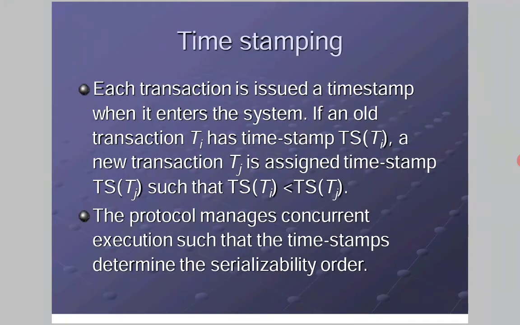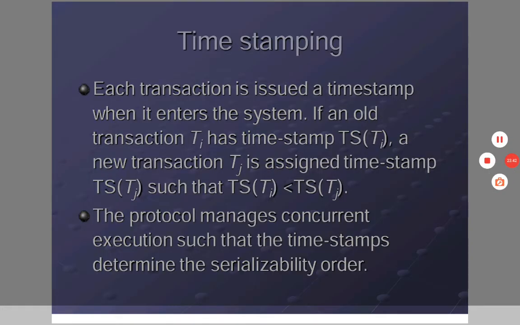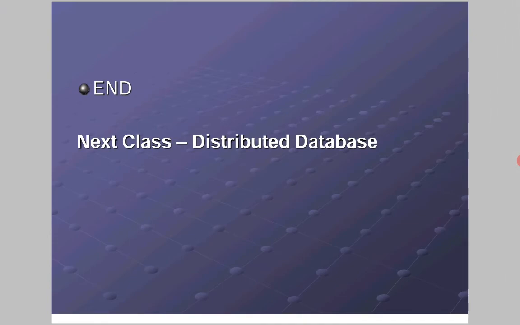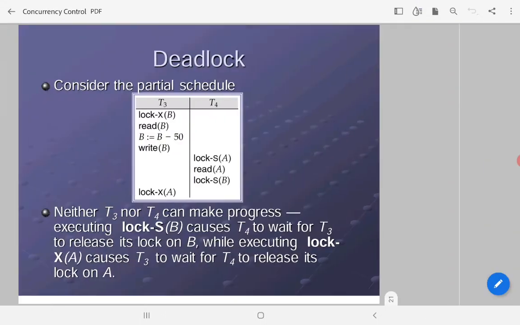Timestamping is another technique. What is timestamping? Each transaction is issued a timestamp when it enters the system. If an old transaction TA has timestamp TS(TA), a new transaction TJ is assigned a timestamp such that TS(TA) is less than TS(TJ). A protocol manages concurrent execution such that the timestamps determine the serializability order. So this is an important concept of concurrency control.